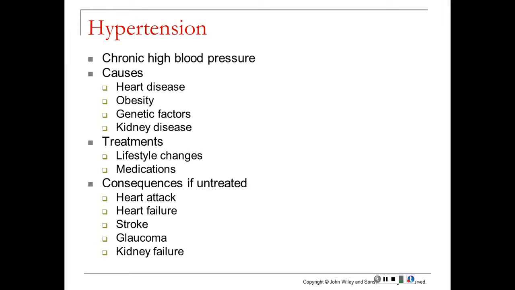That's called hypertension. Hypertension is chronic high blood pressure. This can be caused by heart disease. It can be caused by obesity. It can also just be caused by genetic factors. You're just genetically predisposed to have high blood pressure. There's also kidney disease that can play a role in high blood pressure. Treatments include simple lifestyle changes, eating less salt in your diet, increasing water intake, etc., as well as special medications that can help your body reduce its blood pressure.